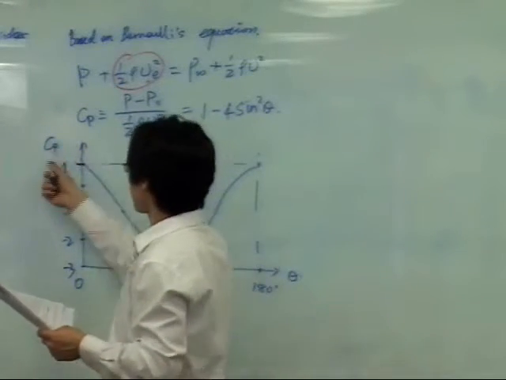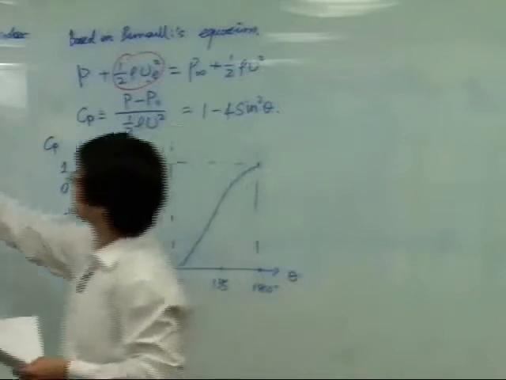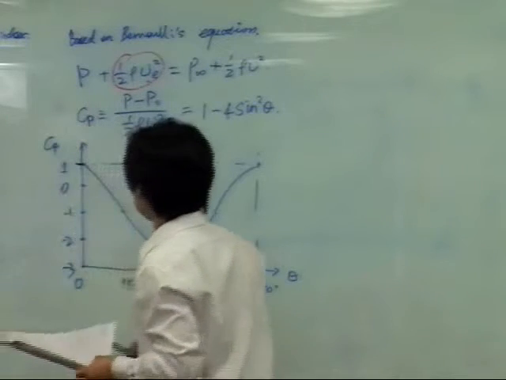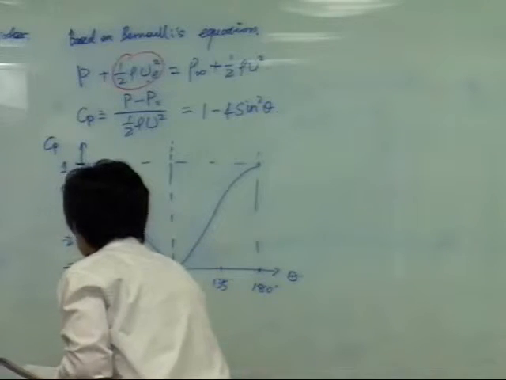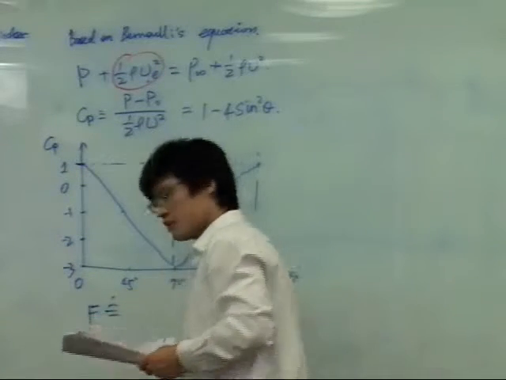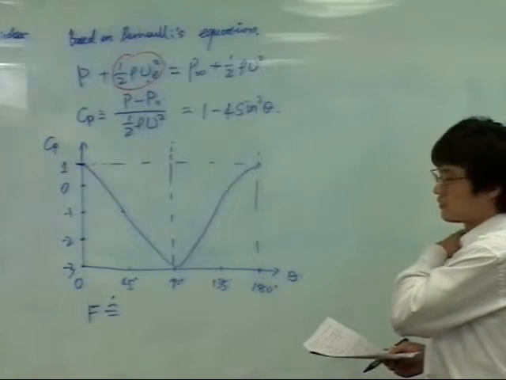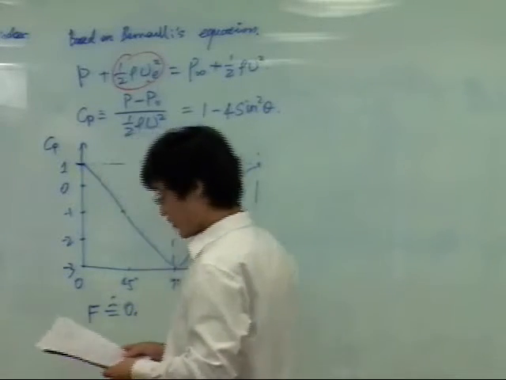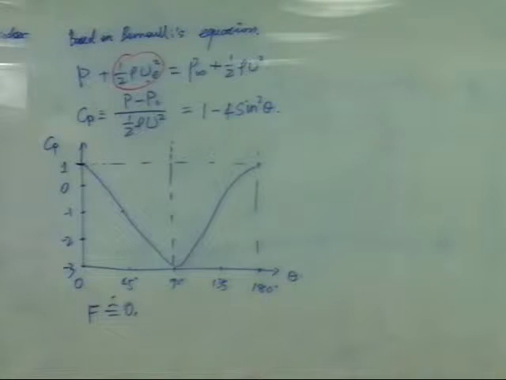This is the pressure coefficient. If we do an integration of the pressure all over the surface, what do we have? The total force on this circular cylinder is what? You can make a guess. Yeah, it's 0. The total force on this circular cylinder is 0.